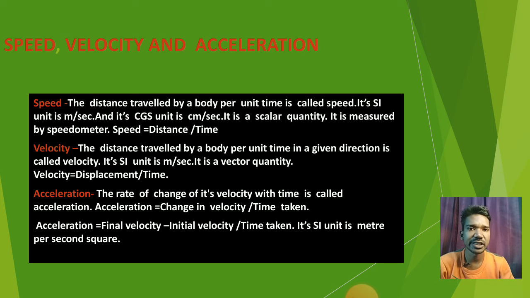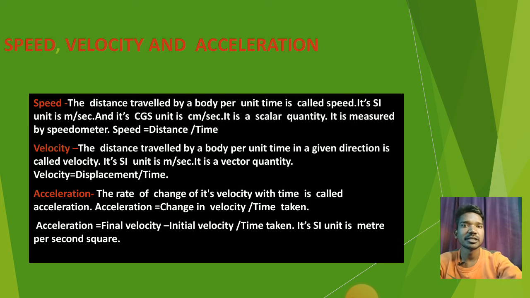Next term is acceleration. What is acceleration? The rate of change of its velocity with time is called acceleration. Acceleration is the change in velocity in the given time. The formula of acceleration is final velocity minus initial velocity by time taken. If we talk about the SI unit of acceleration, it is meter per second square.